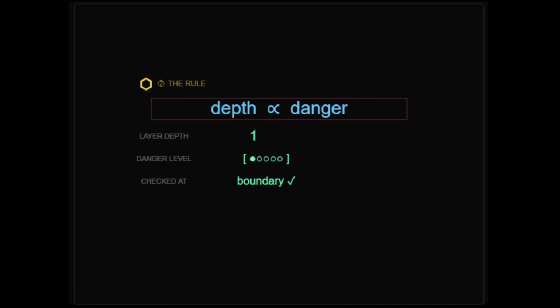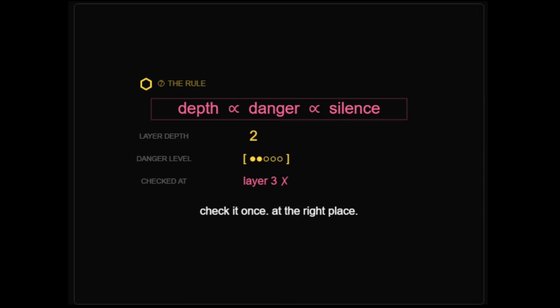The trust force never goes away. It exists at every boundary where your system meets something it didn't create. Your job is to take it seriously at the right place, not pretend it doesn't exist, and not check the same thing 15 times in different layers.